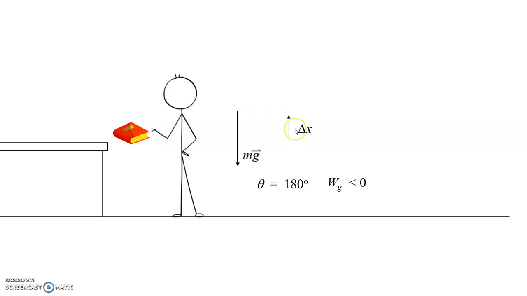But the object is moving up. So what's happening to the gravitational potential energy in the book-Earth system? Sure, height's increasing. There's an increase in gravitational potential energy. The system is gaining gravitational potential energy.